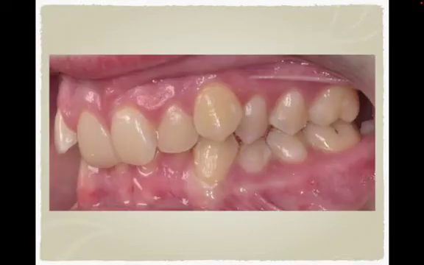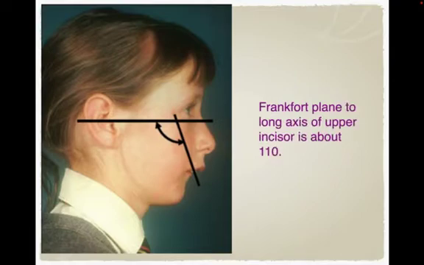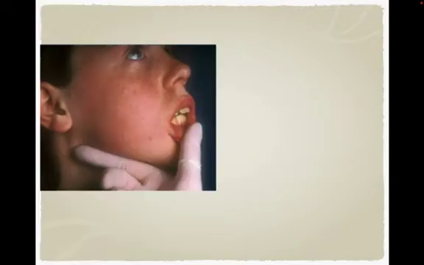Then we have to check the inclination of the teeth. Usually upper incisors should be 120. Make sure that if they are retroclined, like in here, or proclined, you have to measure them. So how to look at that? We look at the upper incisors to the Frankfurt plane. Usually it should be 110. So if it's more than that, it's proclined. If it's less than that, it's retroclined. So we have to mention if they are proclined, average, or retroclined.